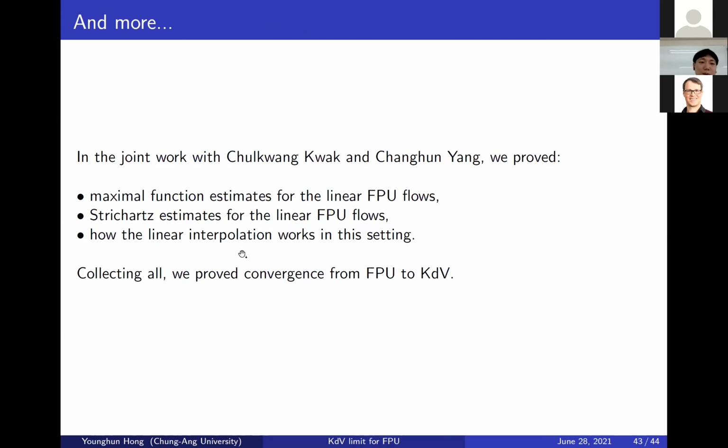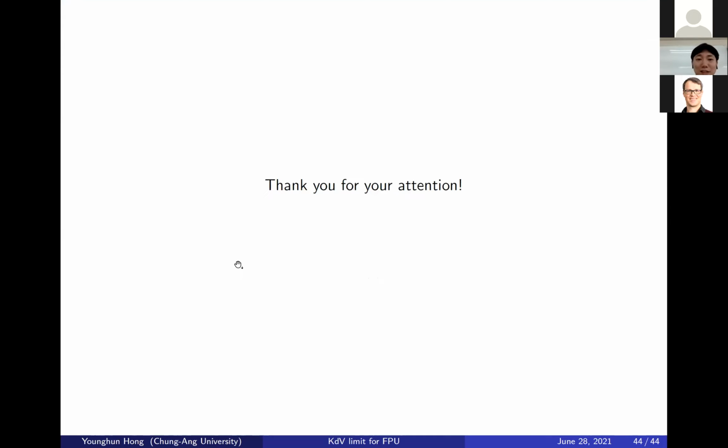We also proved some other estimates for the linear FPU flows, maximal function estimates and Strichartz estimates. Applying all of these good linear estimates, we got good bounds for the nonlinear solutions, and using this additional information, we proved the continuum limit, the convergence from FPU to the KdV equation. And this is the end of my talk, and thank you for your attention.